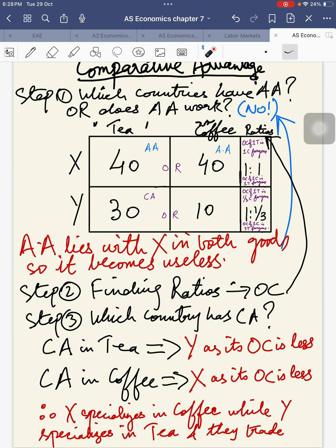Right? So country Y has a comparative advantage in the production of tea, country X has a comparative advantage in the production of coffee, and therefore we will conclude that country X will specialize in the production of coffee while country Y will specialize in the production of tea, and then they will trade with each other. Right? Country X will export coffee, country Y will export tea, obviously. While country X obviously imports tea, country Y imports coffee.